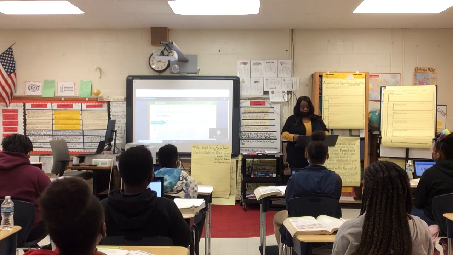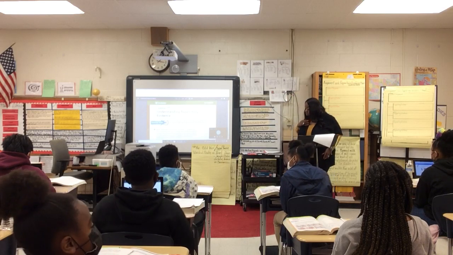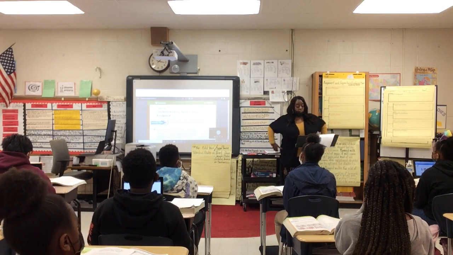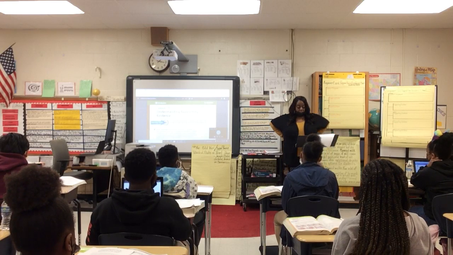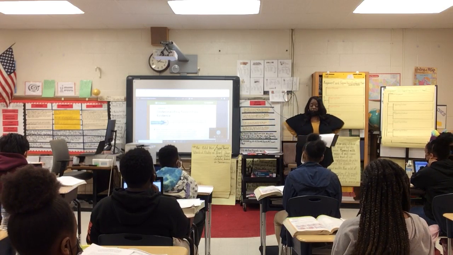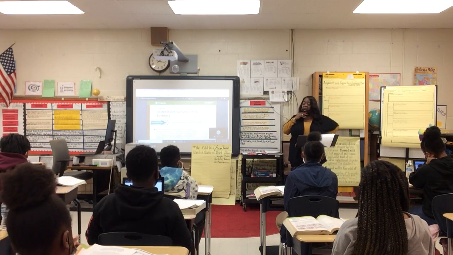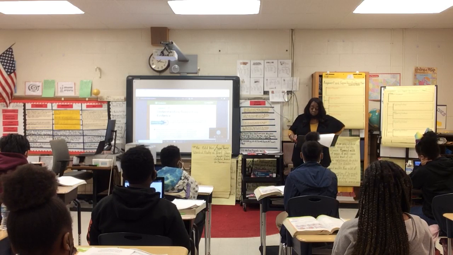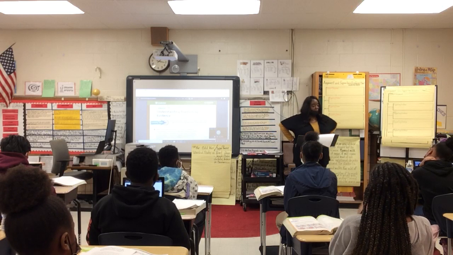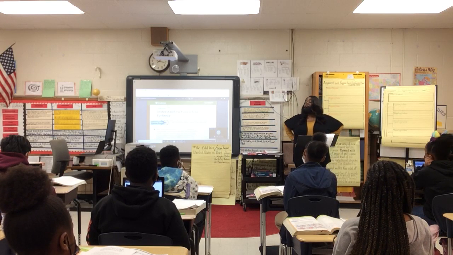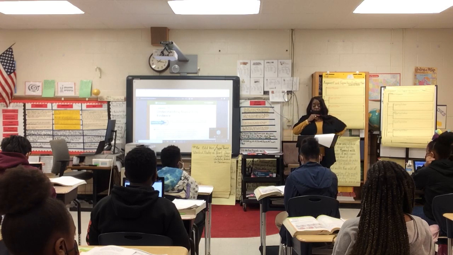Our success criteria and our learning target. I am learning how to explain how an author uses reasons and evidence to support points in a text and identify which reasons and evidence support which points. That's a lot, right? It's pretty heavy, right? Let's look at the success criteria.